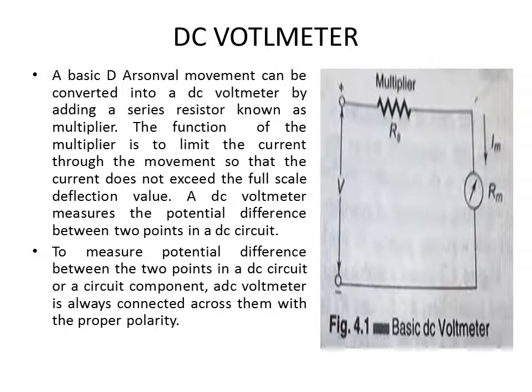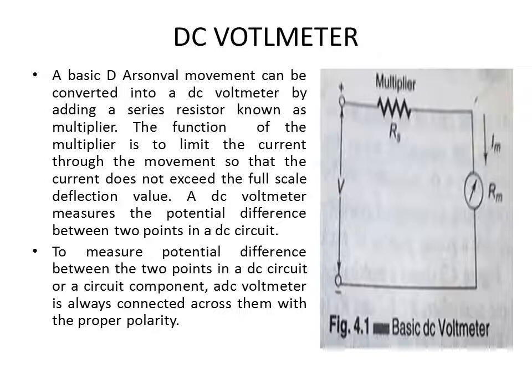Now next is the DC voltmeter. A basic D'Arsonval movement can be converted into a DC voltmeter by adding a series resistor known as a multiplier. The function of the multiplier is to limit the current through the movement so that the current does not exceed the full scale deflection value. A DC voltmeter measures the potential difference between 2 points in a DC circuit.